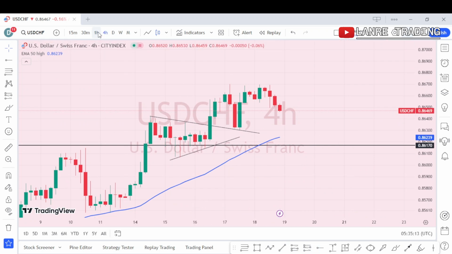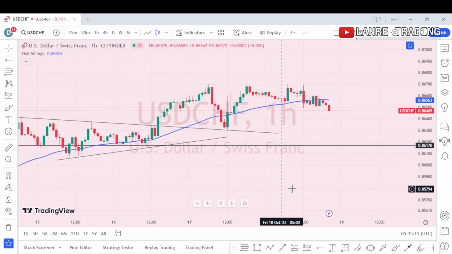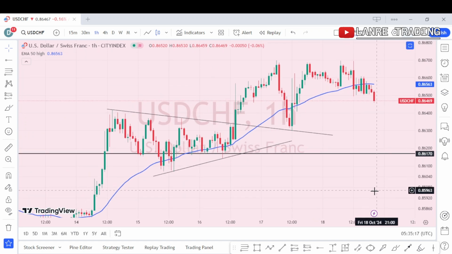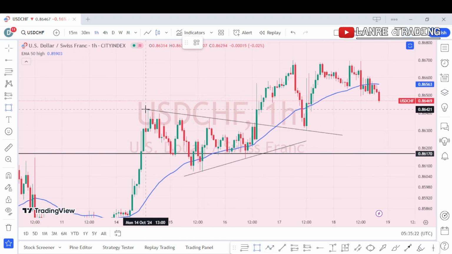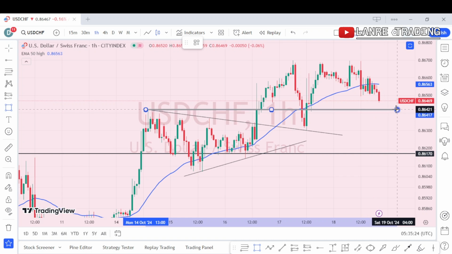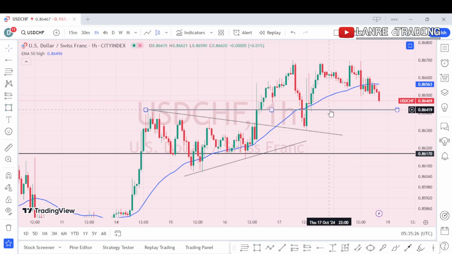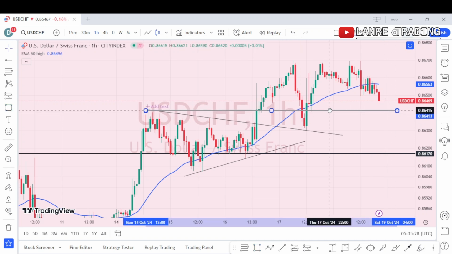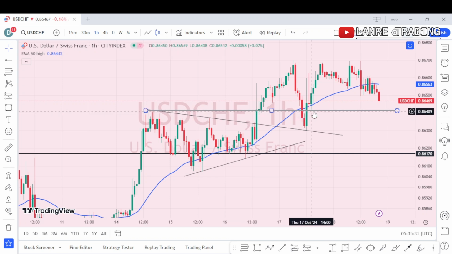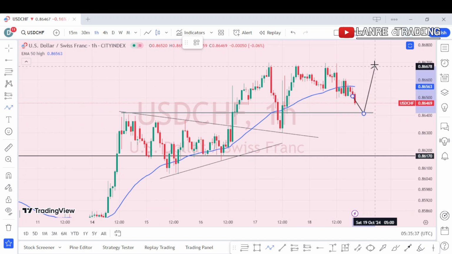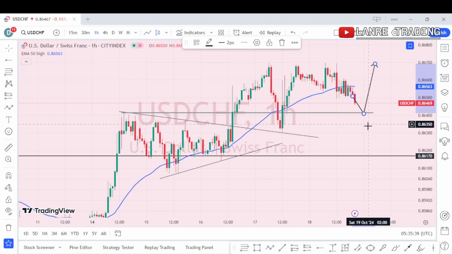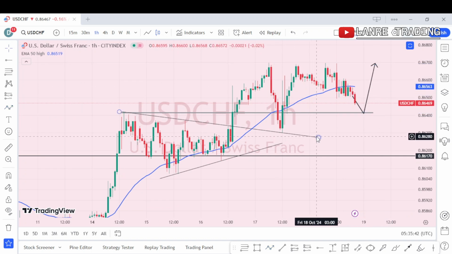Let me scale down to the 1 hour time frame, just to show us entry for this week on this particular pair. Don't forget this is the current high at this level. This high is a support. So price might want to pull back to this level to continue its bullish move.